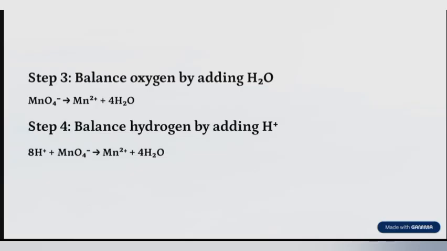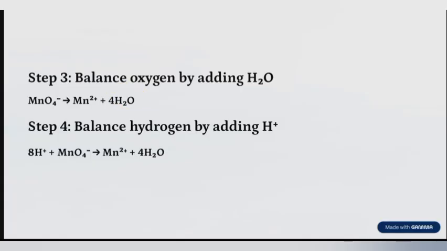To balance for oxygen, you add water, while to balance for hydrogen, you will see what. To balance for oxygen, you add water. You do not just add O, you add water. So now we have balanced the oxygen here.